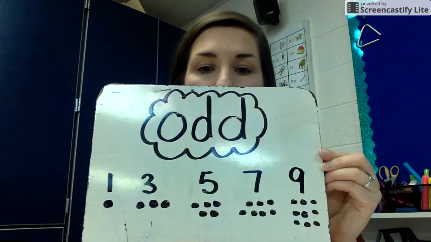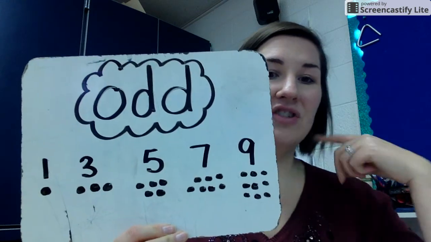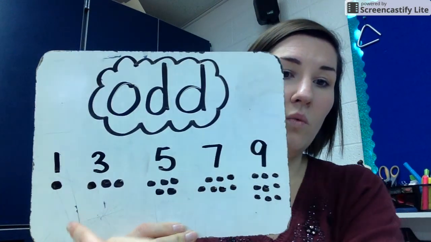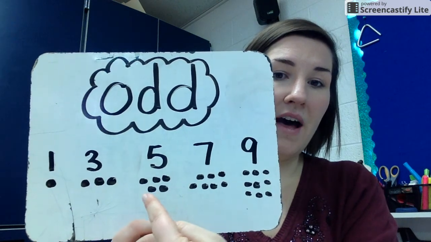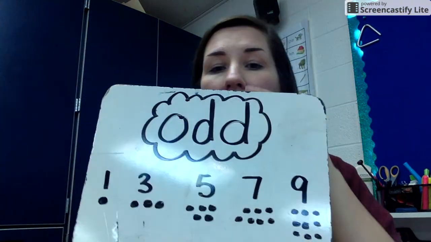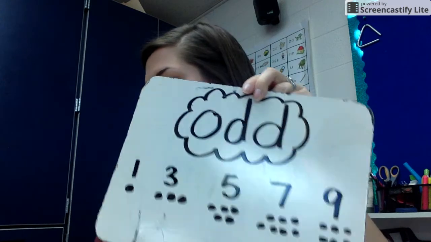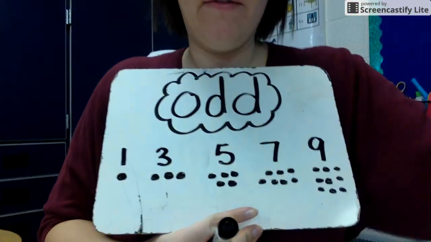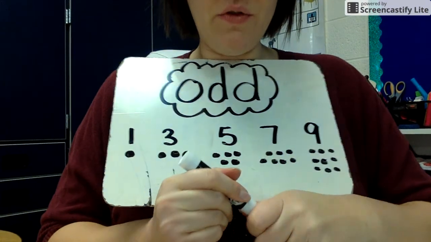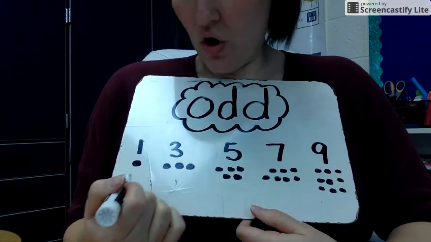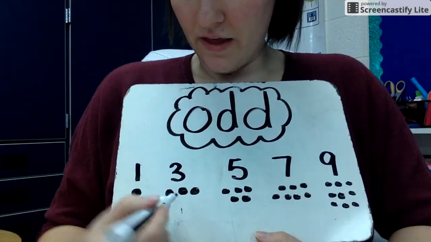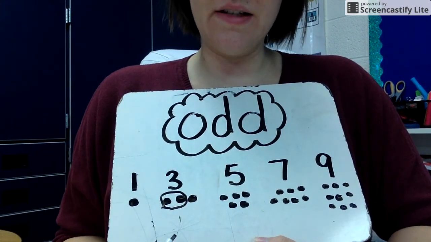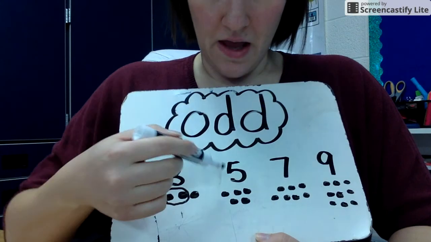Odd numbers are numbers that don't have partners. So the numbers 1, 3, 5, 7, and 9 are odd numbers because if I were to make them in groups or partners, they would not have a partner. So if I look at 1, there's no partner with 1. If I look at 3, these two have a partner, but that last one does not. So it is an odd number.